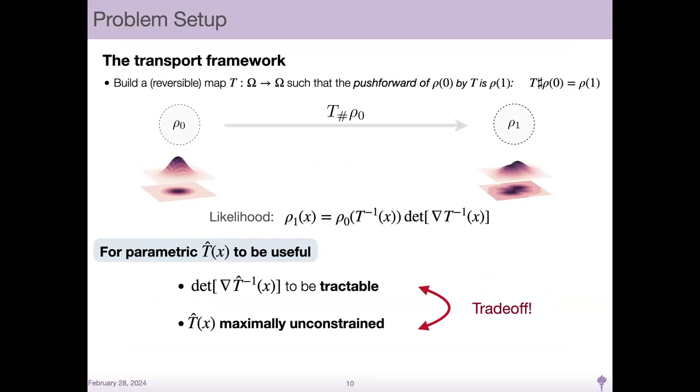So if we only have a parametric model of this map T that I'm going to call T hat, to make it really useful, I need to balance two qualities. If I want to have a probabilistic interpretation of this, I need this determinant that I have to compute to be computationally tractable so that I can define the density ρ1. But also, I want to learn this T in an expressive parametric class of functions, so I need this T to be maximally unconstrained in some sense also. So there's a trade-off here that I really want to balance. We're trying to form optimization functions.